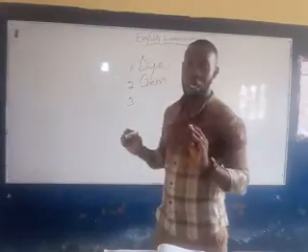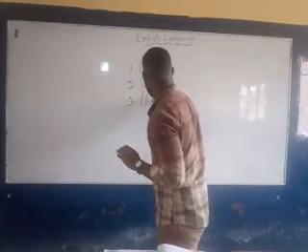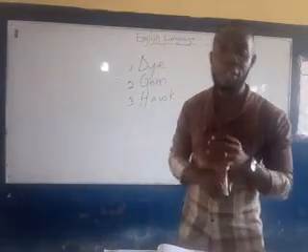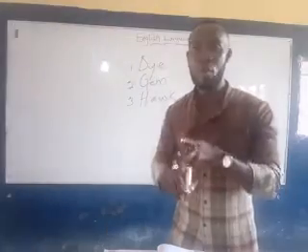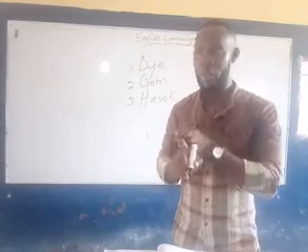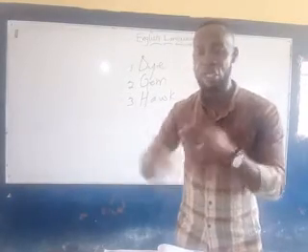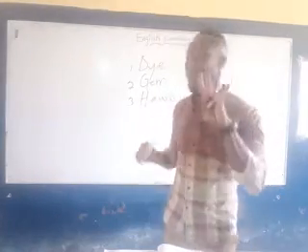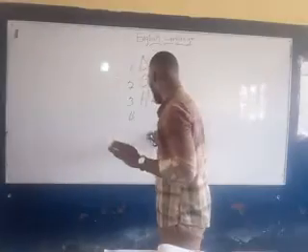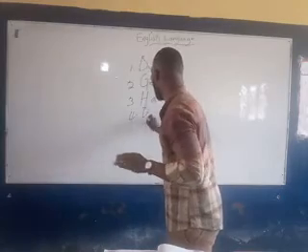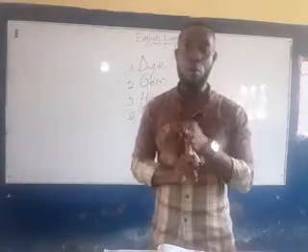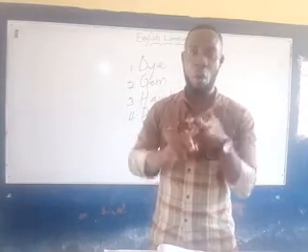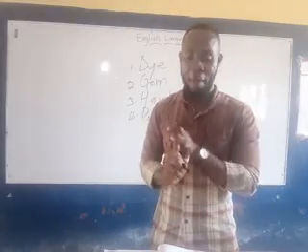Word number 3 is hawk. H-A-W-K. Hawk. Word number 4 is very simple. Word number 4 is poo. P-O-O. Poo.